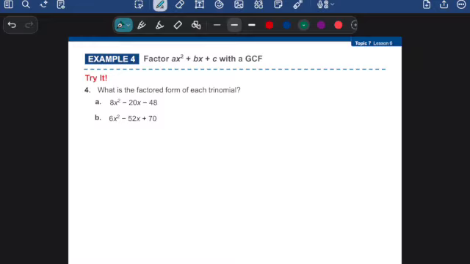So first, I'm going to look. I think I can pull out a greatest common factor. I can pull out a 4. So I'm going to pull out a 4 and then rewrite my trinomial. 4 times 2x squared. 4 times negative 5x. 4 times negative 12. Now I'm going to factor inside the parentheses. That's it. I'm just factoring inside the parentheses, but I'm going to rewrite the 4.